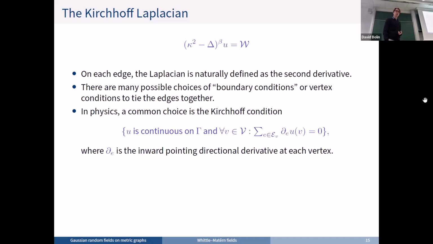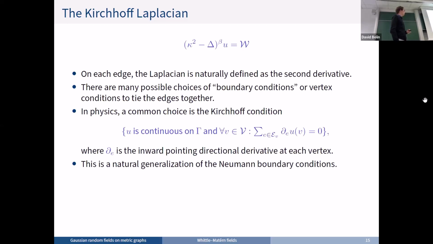Fortunately, this is something that people have thought about in the physics literature, and a common choice is the so-called Kirchhoff conditions. These are boundary conditions that you pose, requiring that the solution is continuous and has this sum-to-zero constraint on the partial derivatives going out from every vertex. So this essentially is a zero-flow condition out of or into a vertex. And this is actually a natural generalization of Neumann boundary conditions. If you have a vertex of degree 1, just like the endpoint of an edge, this just translates to a Neumann boundary condition, so zero derivative at the boundary.